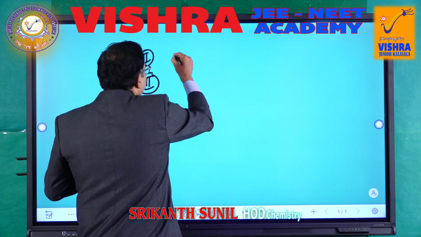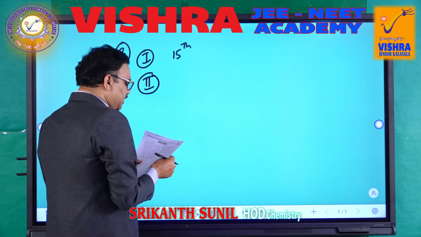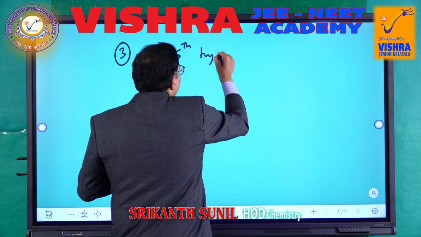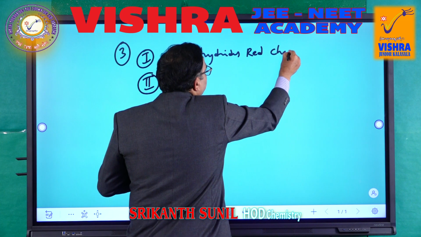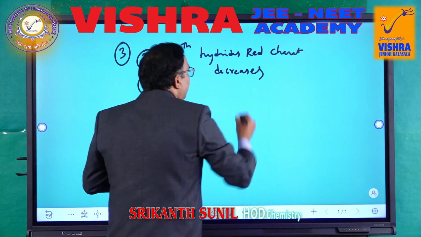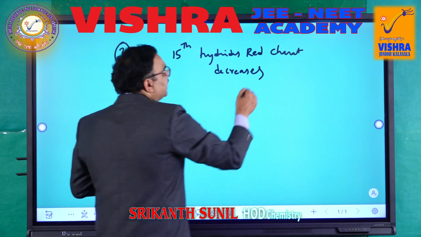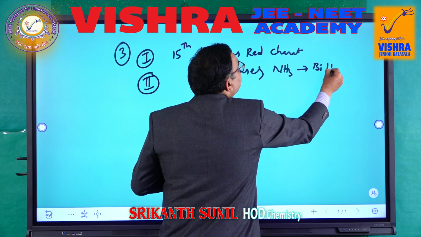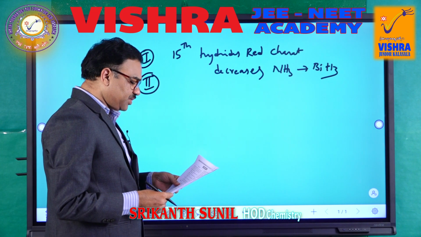First one. In the 15th group, the reducing character of hydrides decreases from NH3 ammonia to bismuthine. Ammonia to bismuthine. So let us see the next one.